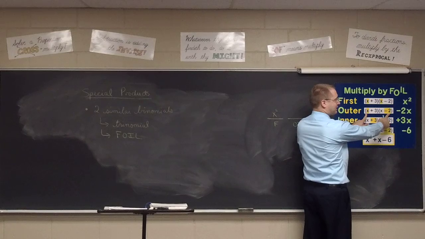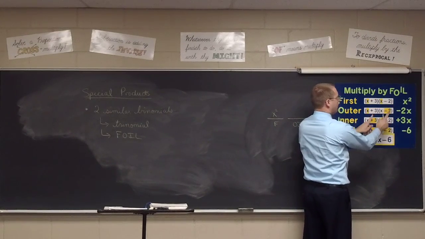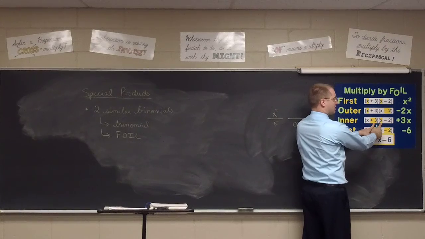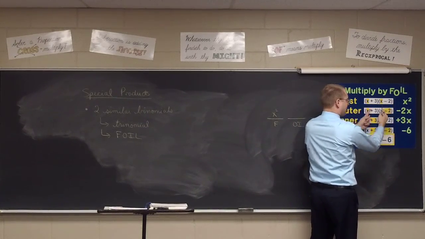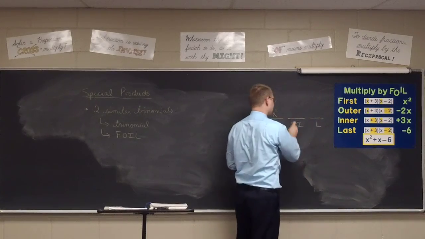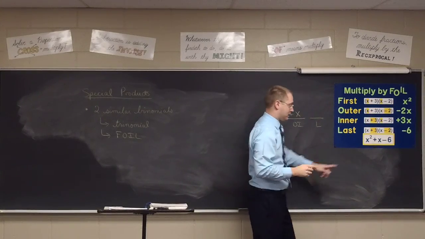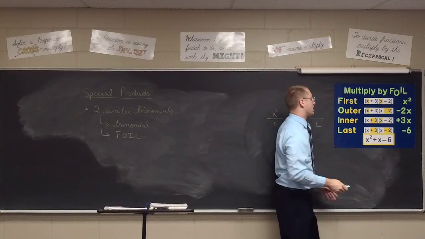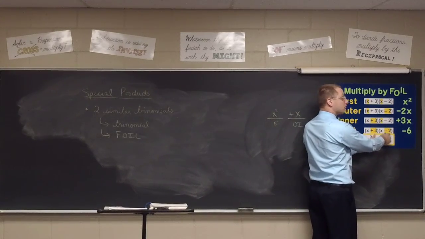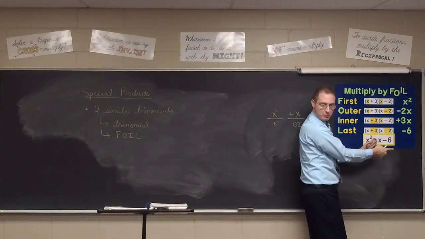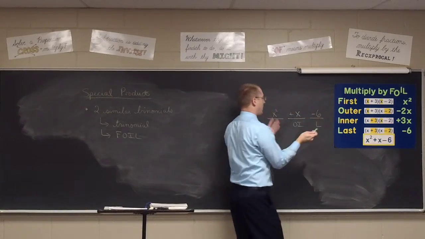The outer and inner is all done mentally. Negative 2 times x couldn't be easier. Of course, class, that's negative 2x. You can read if you want to. Inner, positive 3x. But we're going to mentally combine negative 2x and positive 3x to get a positive 1x. That's where this came from. And then we get to our last, which are just negative 6. We are multiplying here. And we get our answer that way.